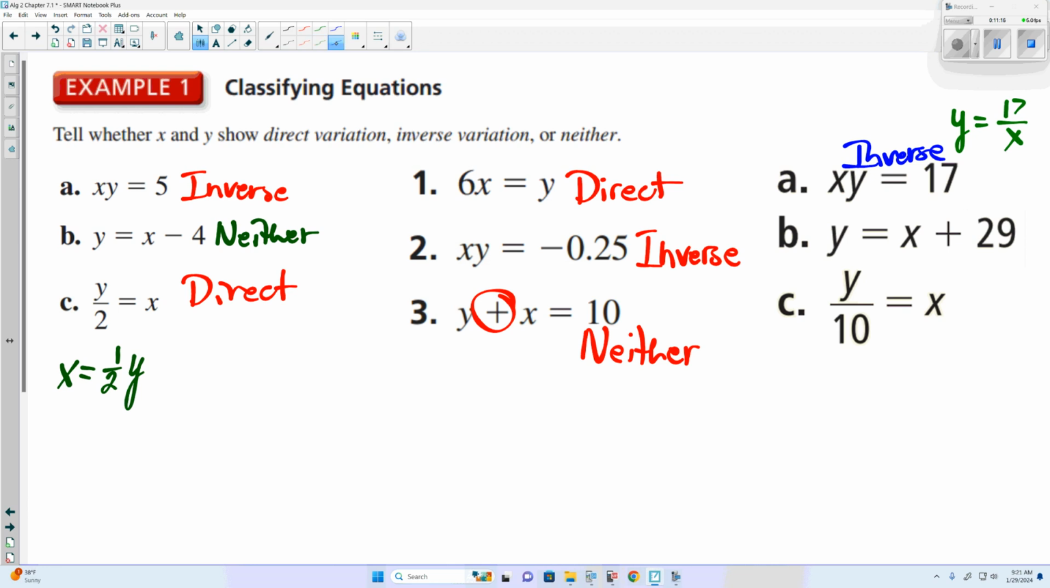B, y equals x plus 29. Neither. Our addition gives it away. C, y over 10 equals x. Direct. Because we can multiply both sides by 10, and it's telling us y is equal to 10x. How do we feel about this so far? We ready for what's next?